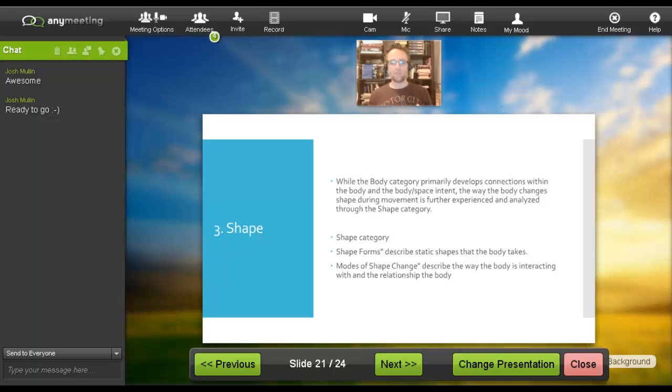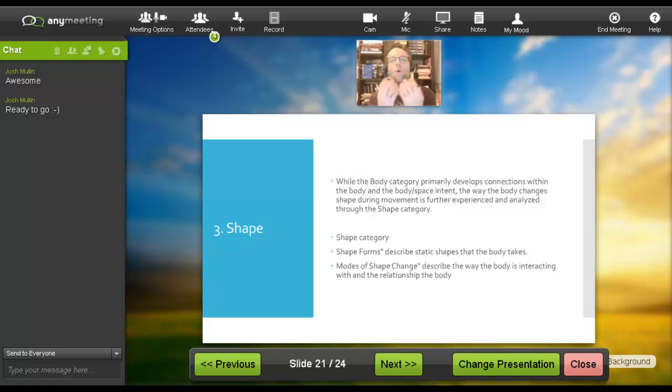These are our shape categories. And shape forms describes how the body is being manipulated during any of those actions. And the modes of shape change describes the way the body is interacting with the rest of the system. Simply, I want to see how the body moves. I want to see how it changes shape.